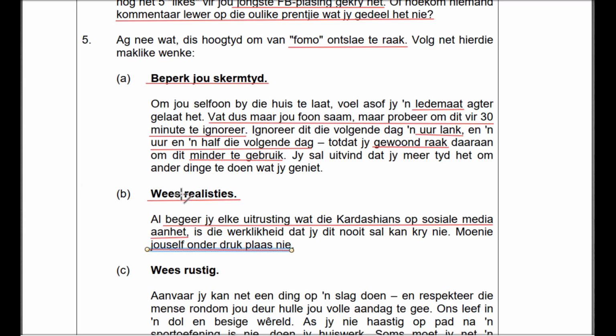So here it says, be realistic. Even if you desire every piece of clothing that the Kardashian posts on social media, that is not the reality, and you can never get all those outfits. So don't place yourself under that amount of pressure.